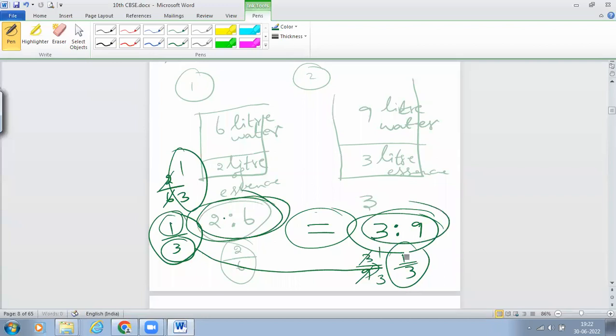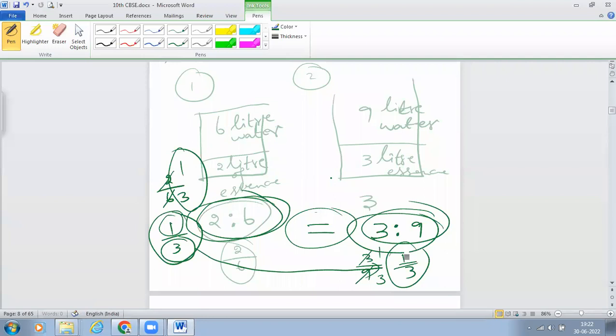Are you able to understand? These two ratios are equal. 2:6 is equal to 3:9. Hence, they are in proportion. Both the students are making the juice in proportion. That is why the taste is the same. Now you know the meaning of the word proportion. Proportion means when two ratios are equal, we call them in proportion. Are you able to understand this concept?